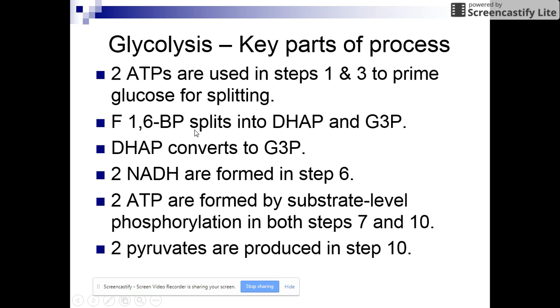The fructose 1,6-bisphosphate splits into DHAP and G3P, but that DHAP is converted to G3P. 2 NADH are formed just after that step. 2 ATP are formed by substrate level phosphorylation in both steps 7 and 10. And 2 pyruvates are produced at the end in step 10.